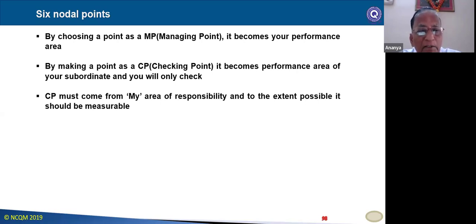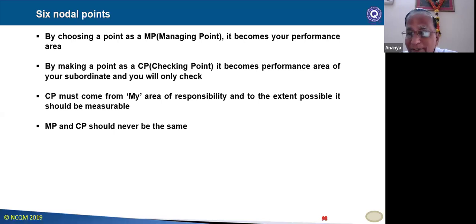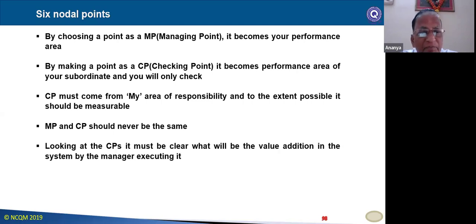CP, control point, must come from my area of responsibility, because I am the head of the department, or I am the supervisor taking care of it. So that is my responsibility. MP and CP should never be the same, otherwise the supervisor and the officer would be at the same level. Hierarchy levels are different, so they should always be different.